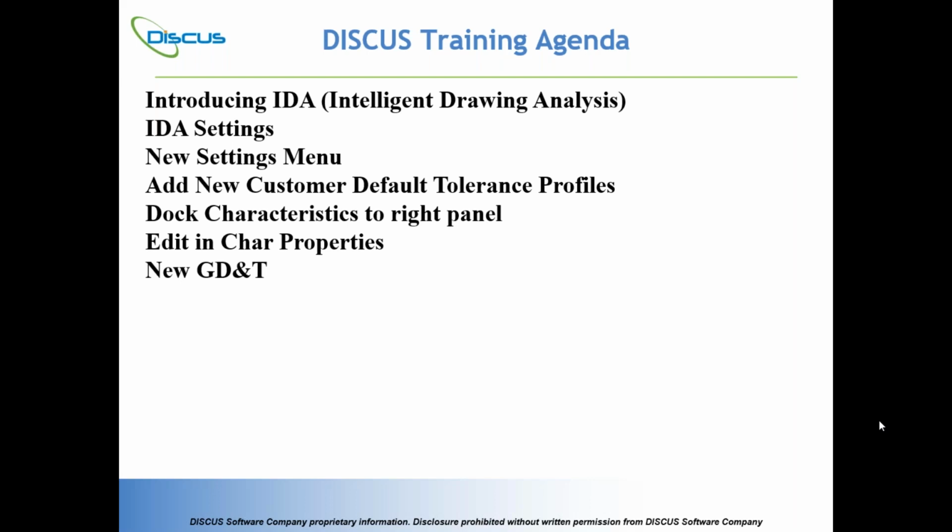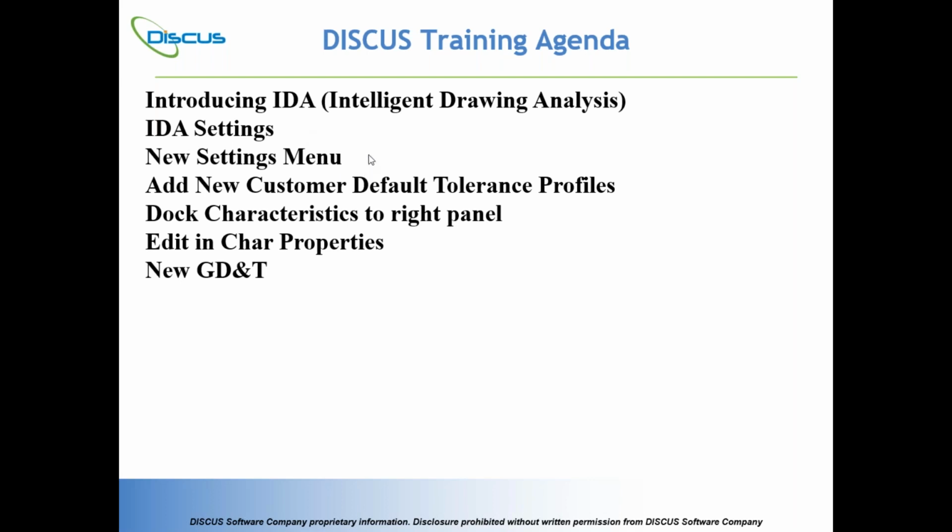Everybody already knows a lot about DISCUS, so what I'm going to do is really introduce some of the new features. One of them is called IDA, Intelligent Drawing Analysis. Now, this is very different from the OCR. You're going to see that it's dramatically changed, and I'm going to show you how to navigate through that. I'm going to show you some IDA settings, and a new settings menu. It's pretty easy.